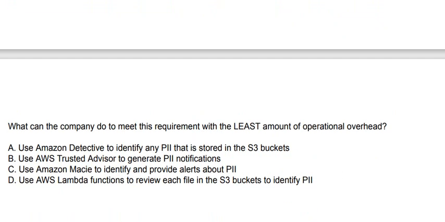Option A, use Amazon Detective to identify any PII that is stored in the S3 buckets. Option B, use AWS Trusted Advisor to generate PII notifications. Option C, use Amazon Macie to identify and provide alerts about PII. And option D, use AWS Lambda functions to review each file in the S3 buckets to identify PII. The correct answer is option C.